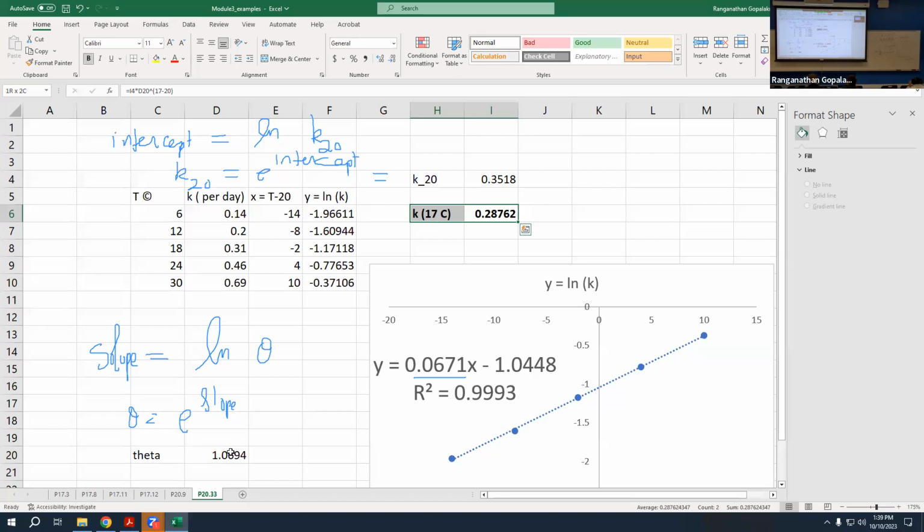I was following pretty much until, where did the K sub 20 of 0.3518 come from? So the intercept is this one, right? From our transformation, whatever is the intercept should be equal to the log of K20. So the K20 should be the exponent of the intercept. That's what I've written. If you take the exponent of this number, you will get it.